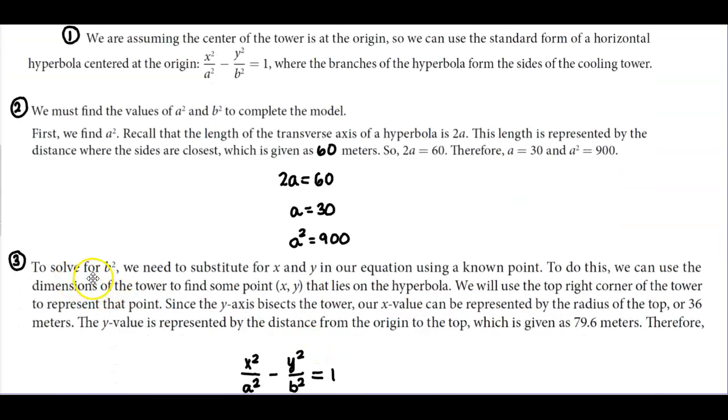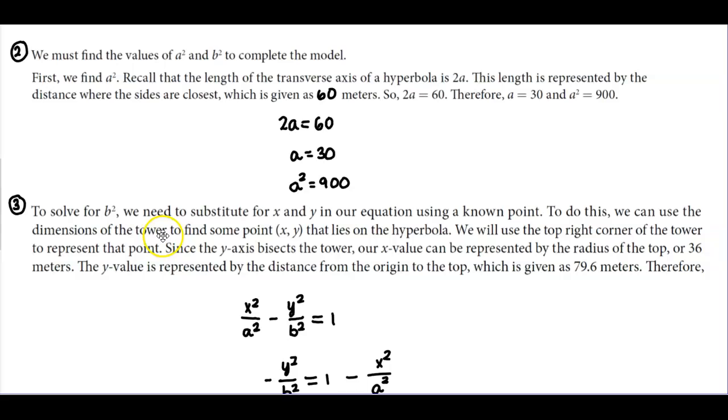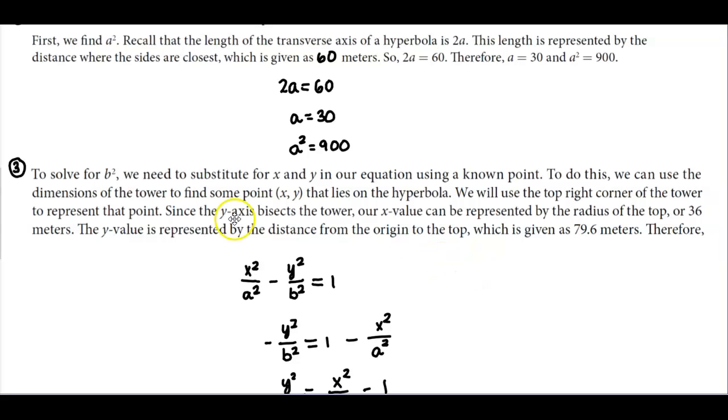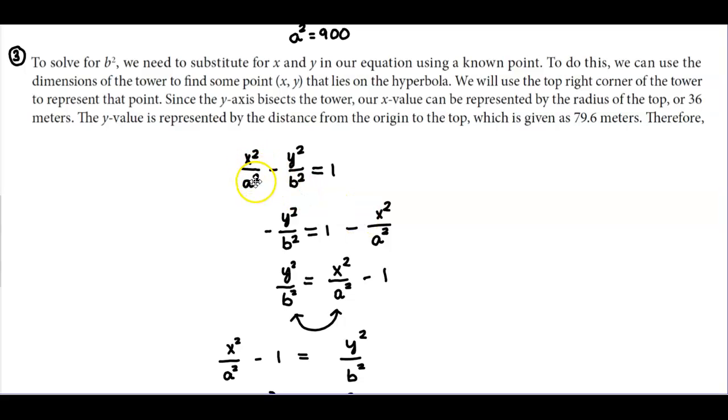Step 3, to solve for b squared, we need to substitute for x and y in our equation using a known point. To do this, we can use the dimensions of the tower to find a point (x, y) that lies on the hyperbola. We will use the top right corner of the tower to represent that point. Since the y-axis bisects the tower, our x value can be represented by the radius at the top, or 36 meters. The y value is represented by the distance from the origin to the top, which is given as 79.6 meters. So therefore, we have x squared over a squared minus y squared over b squared is equal to 1.